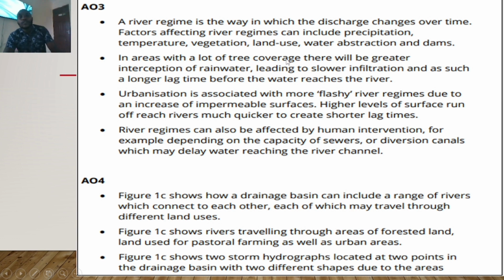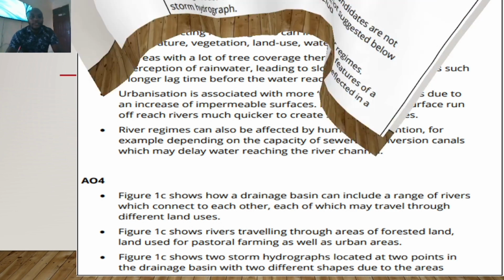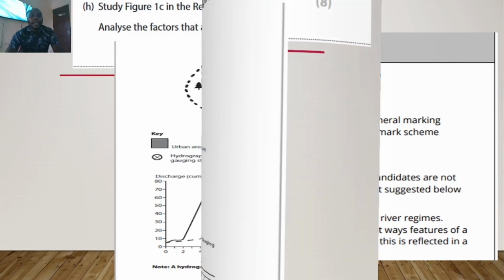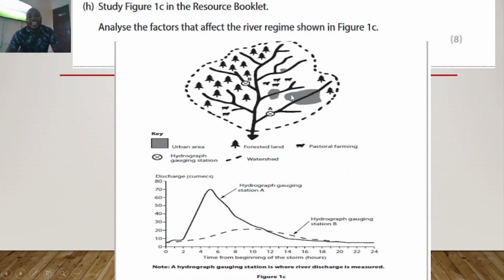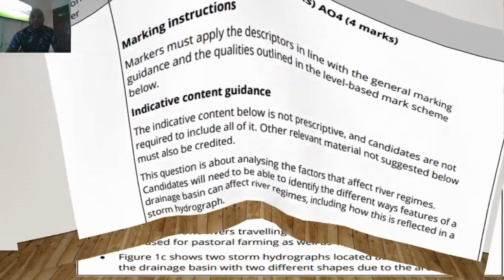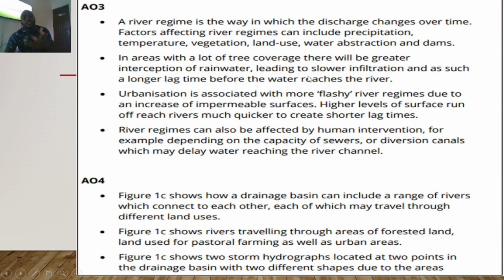So you can say in areas with a lot of tree coverage, there will be greater interception of rainwater. Actually we're dealing with vegetation here. Urbanization is associated with more flashy river regimes due to. So you see in the resource booklet here we have two things. We have this forested area, and then we have an urban area. These are two things that at least you have to start with, because they're proven from the resource booklet. So in areas with a lot of trees, what do you think will happen there? And then you explain fully what is going to happen there.